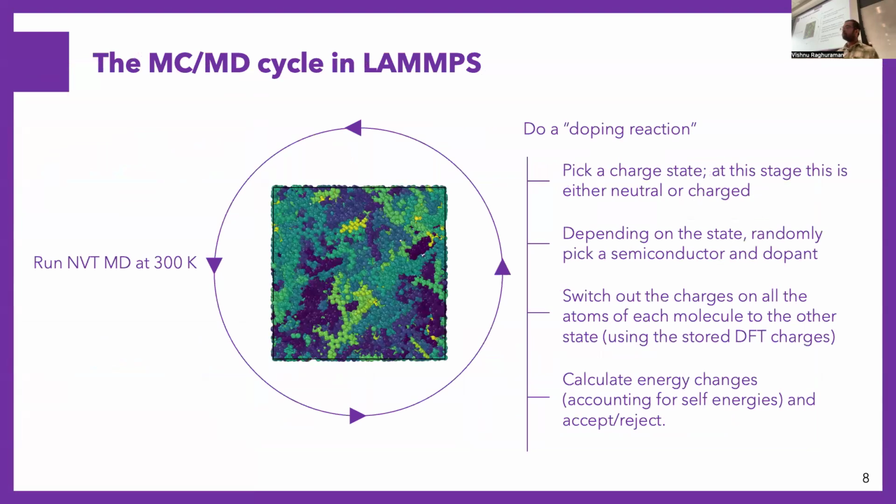So to give you a short overview, you would have some sort of an MD box that has been at the density that you require. And you would alternate between, say, running NVT MD at 300 Kelvin for a given amount of time. And then after that, you switch to Monte Carlo, where you pick, say, a charged state, so either neutral or charged. And then depending on that state, you randomly choose a semiconductor molecule and a dopant molecule. You switch out your charges quite straightforwardly. You calculate energy changes at this point, and then accept or reject, and then you do a bunch of MC steps, and then you go back to MD. So that's quite straightforwardly our approach.